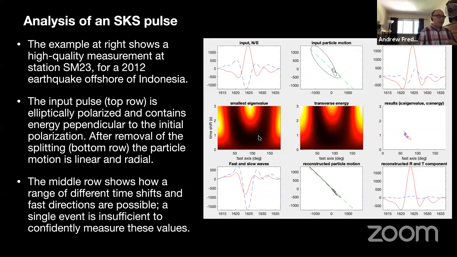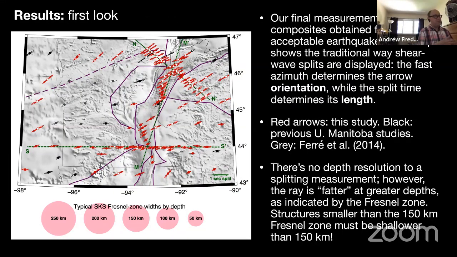But the main point is, if you look at these error surfaces, as they're called, though we can get a single measurement out of this, the robust observable here is in fact the dark colored region, basically the zones of possible parameters that are reasonably compatible with this particular trace. And so instead of interpreting a single event measurement, we want to put together a bunch of these. The final measurements we get are composites obtained through a two-stage stacking procedure that tries to directionally balance the results from earthquakes from lots of directions.